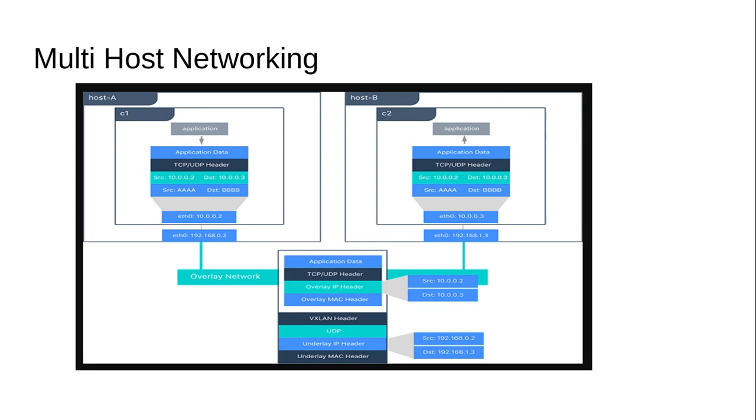Okay, so what will happen? Let's say I have two hosts, host A and host B. On host A I have a container C1, on host B I have a container C2. Now this container C1 wants to interact with the container C2. So how will this flow work? What happens when we create an application data packet?